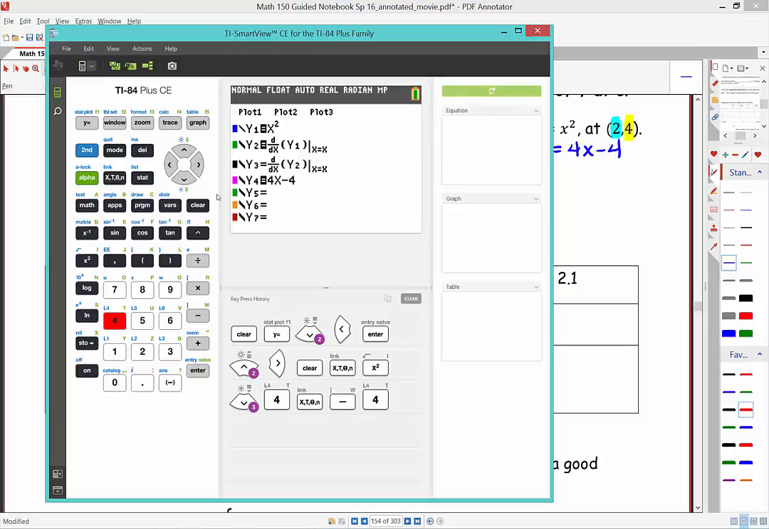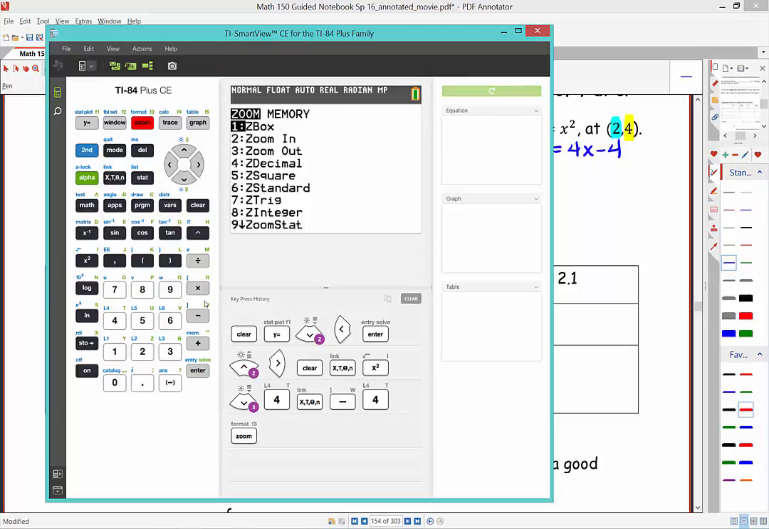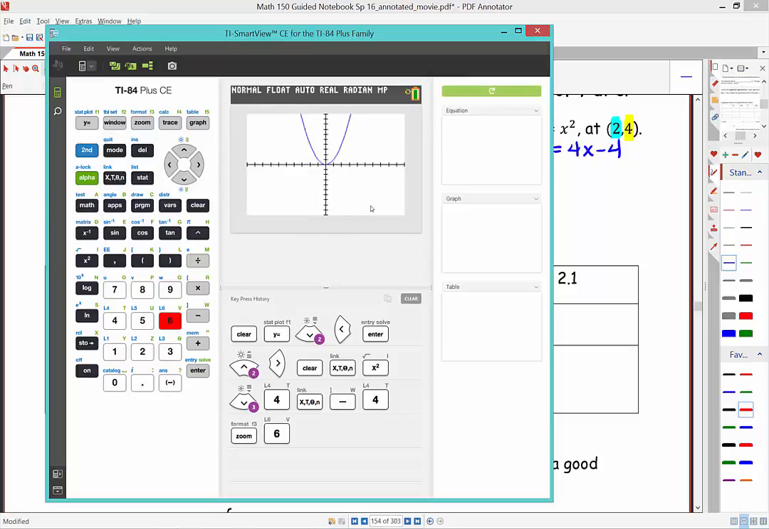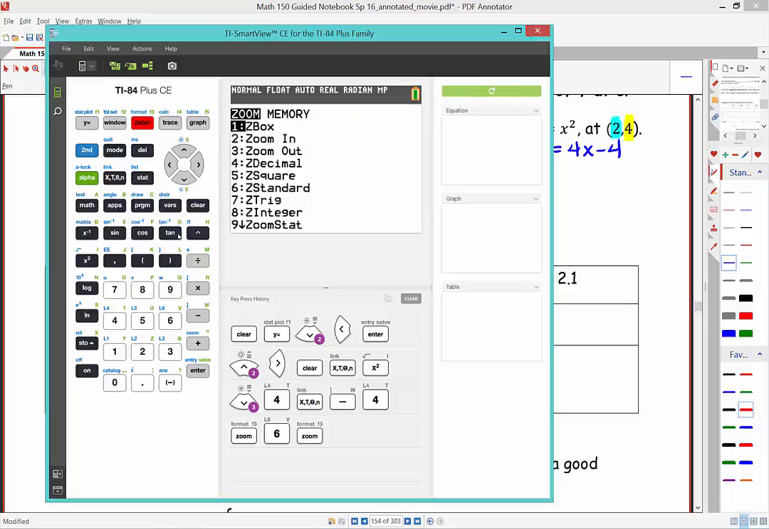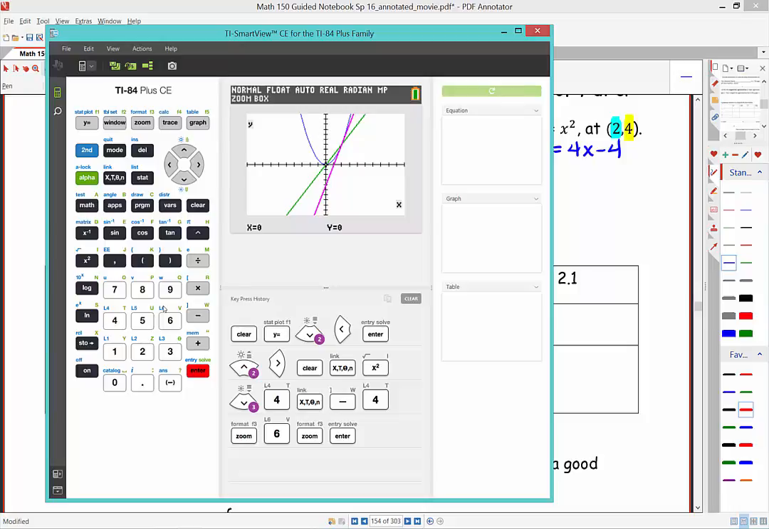Good so far? Okay, let's take a look at these. I'll just do a zoom standard. The blue graph was the original function, the green graph is the derivative function, and the hot pink graph is the tangent line for when x is equal to 2. Now let's take a look at values that are close to 2.